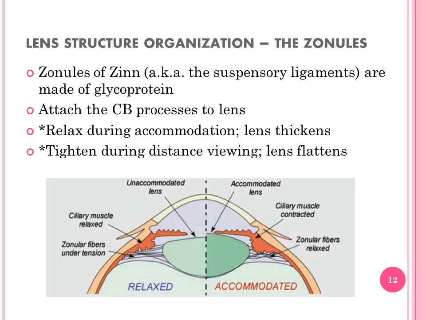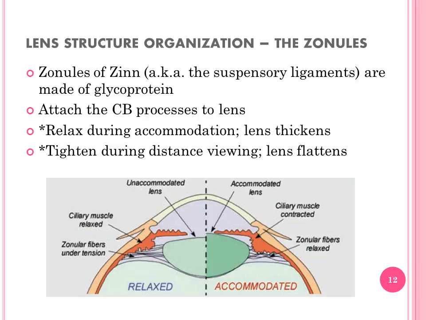Okay, so lastly we have the zonules. So the zonules, aka the suspensory ligaments, I've already said all the synonymous terms. They're made of glycoprotein. They attach the ciliary body processes to the lens. Remember that the ciliary muscle is connected to the ciliary body, and then when that contracts, it's actually going to relax the fibers.